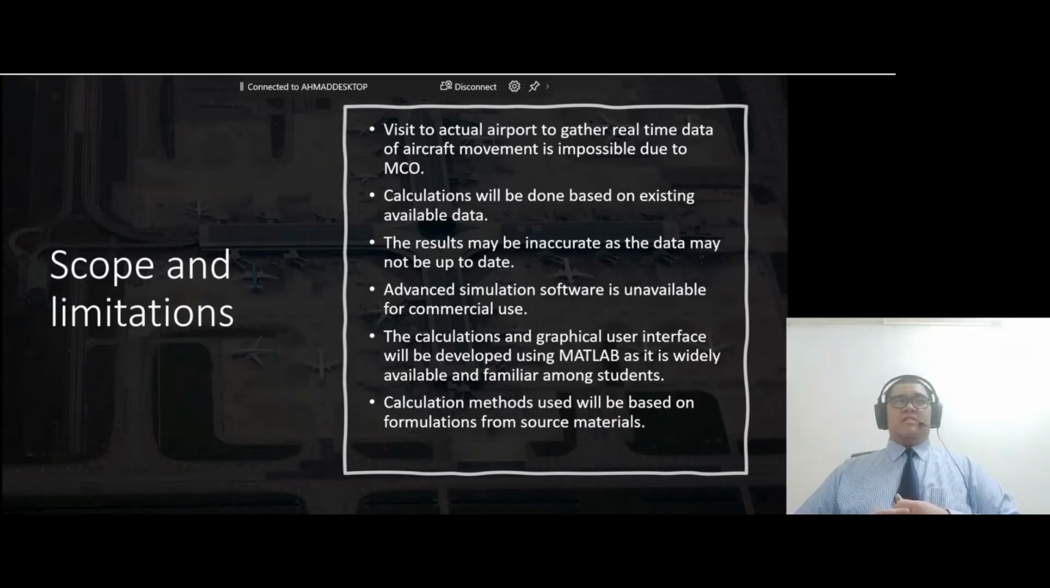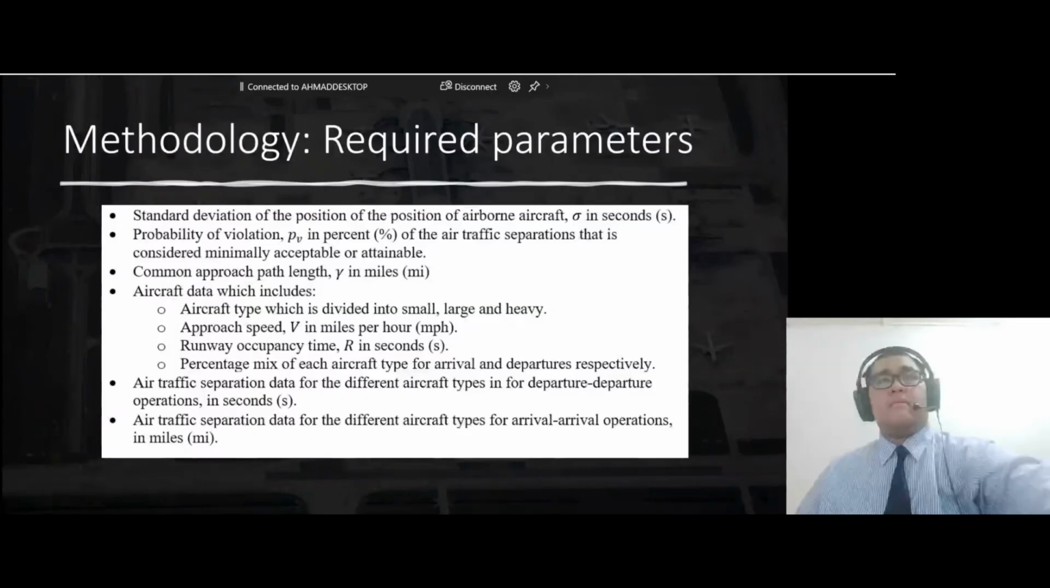Now, the calculations and graphical user interface will be developed using MATLAB software. Why MATLAB? Because MATLAB is more familiar to students. We've studied MATLAB in other courses in the university, and it also has advanced features such as the ability to write calculation codes and to design graphical user interfaces. So it is suitable for this project. The calculation methods will be based on formulations taken from source materials.